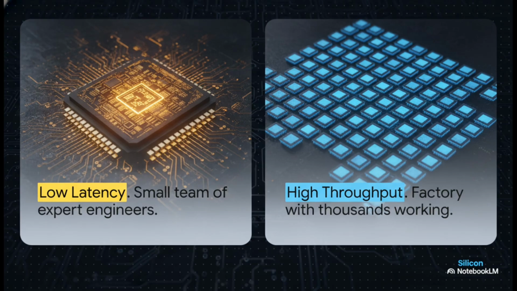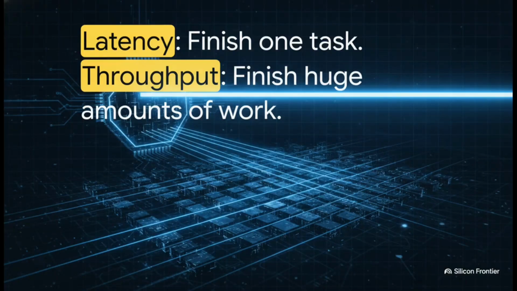A GPU is like a massive factory with thousands of workers on an assembly line. Each individual worker might only know how to perform a very basic specific operation, but because there are thousands of them working simultaneously, together they can produce a massive amount of total output. And this highlights the core technical distinction in hardware design, latency versus throughput. A CPU optimizes for latency, getting one job done instantly. A GPU optimizes for throughput, finishing a massive pile of work altogether.